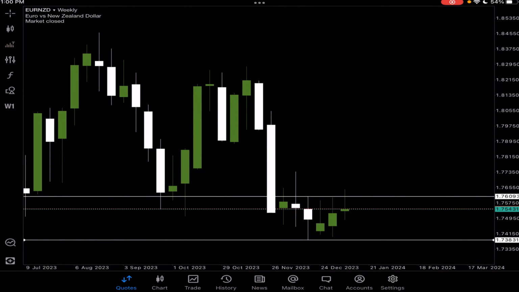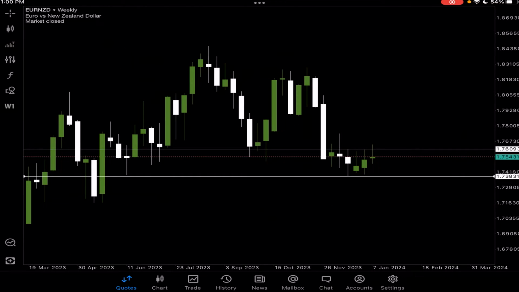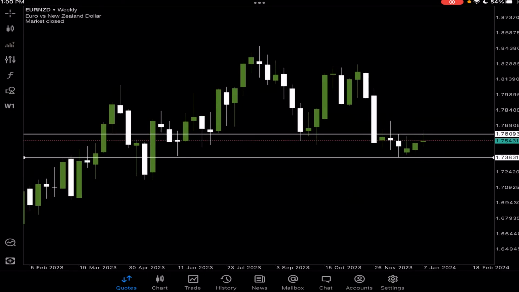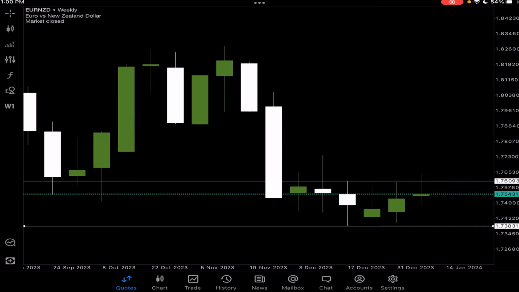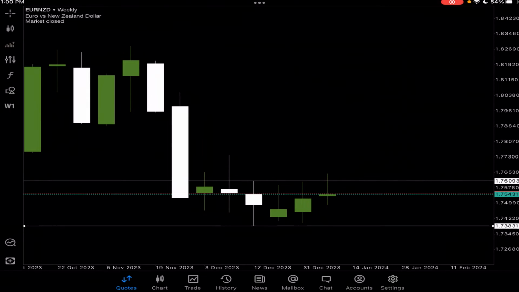you know what you want. You might have a 100 pip target. You might have a 200 pip target. You might have a 50 pip profit target. But the most important thing is that you don't find yourself on the wrong side of the market.